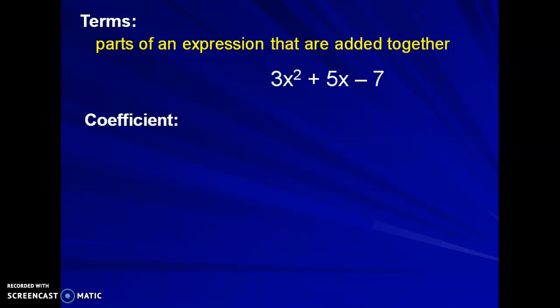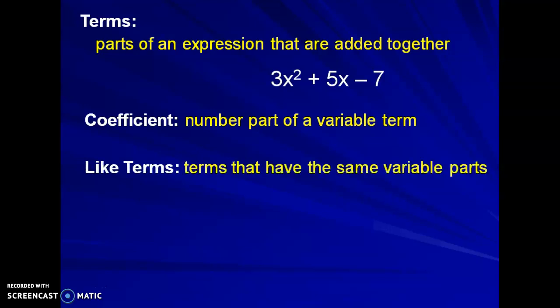A coefficient is the number part of a variable term. So if there's a variable, then the coefficient is the number part of it. So how many x squareds do we have? The coefficient is 3. How many x's do we have? The coefficient is 5.